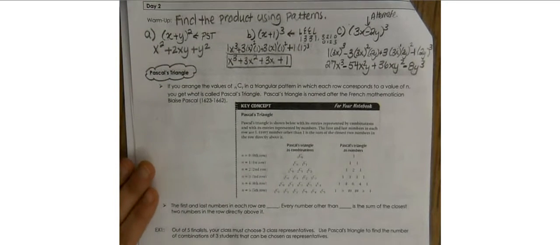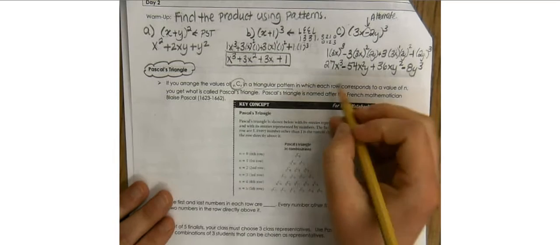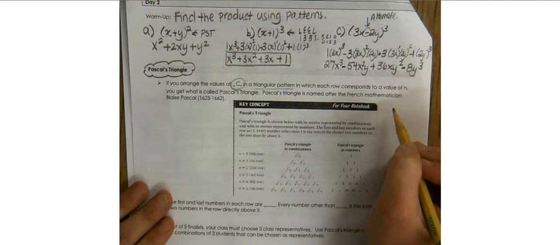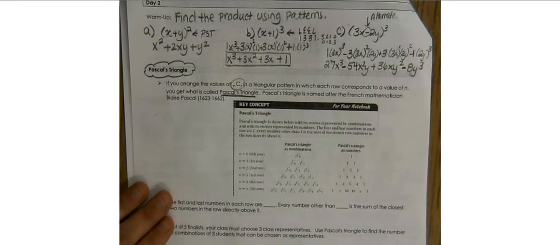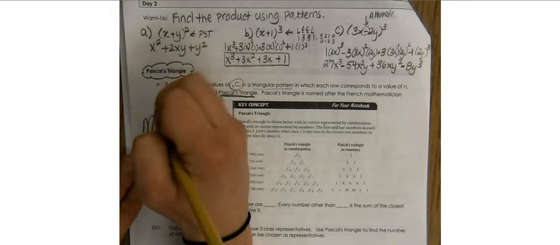If you were to arrange nCr, so using our combinations, any nCr that you can think of, in a triangular pattern, in which each row corresponds with the value of n, you get what is called Pascal's triangle, which was named after the French mathematician Blaise Pascal. Now this Pascal's triangle you must memorize for your test.